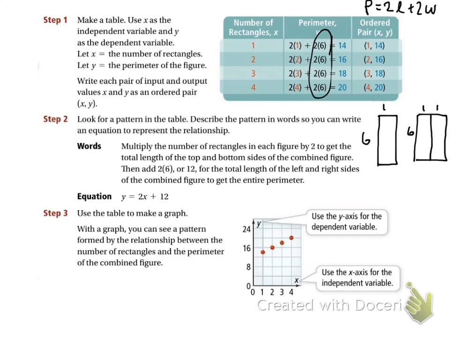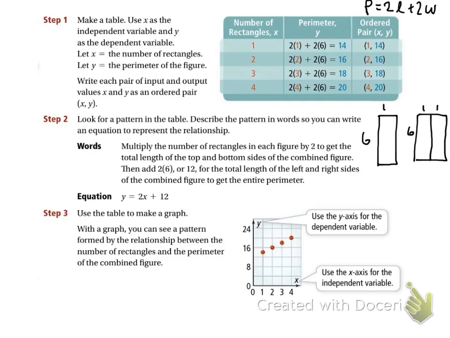And this 2 times 6 is the fact that we've got 6's on both sides. And that stays constant, right? We don't ever change how tall they are. So once you get your answers, those are going to be your y values. So you see that in the ordered pairs there. So in words, multiply the number of rectangles in each figure by 2 to get the total length on the top and bottom sides of the combined figure. Then add 2 times 6, or 12, for the total length of the left and right sides of the combined figure to get the entire perimeter.